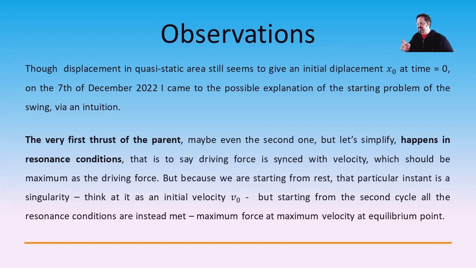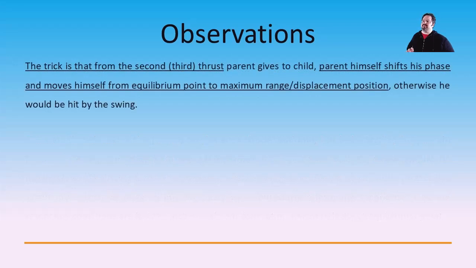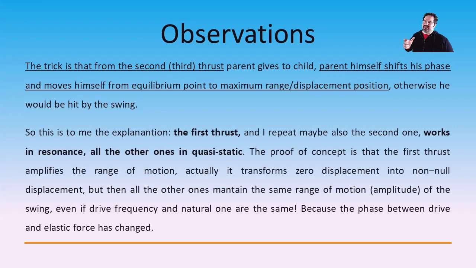But starting from the second cycle, all the resonance conditions are instead met: maximum force at maximum velocity at the equilibrium point. The trick is that from the second or third thrust the parent gives to the child, the parent himself shifts his phase and moves himself from the equilibrium point to the maximum range displacement position. Otherwise, he would be hit by the swing.